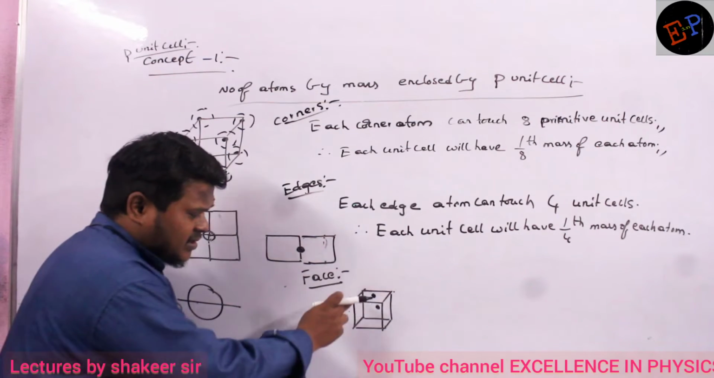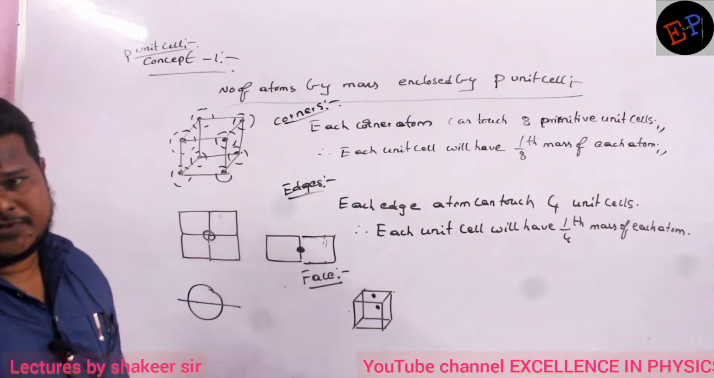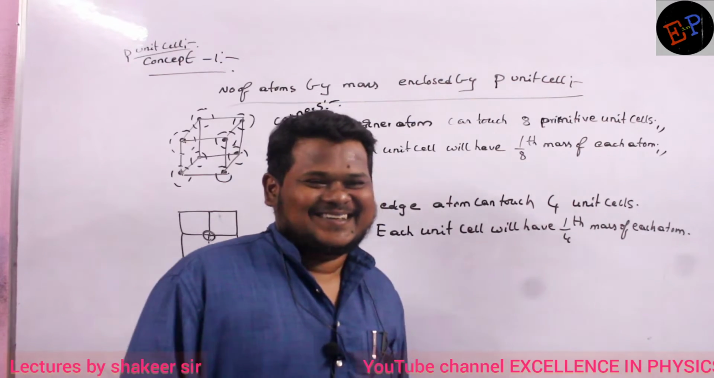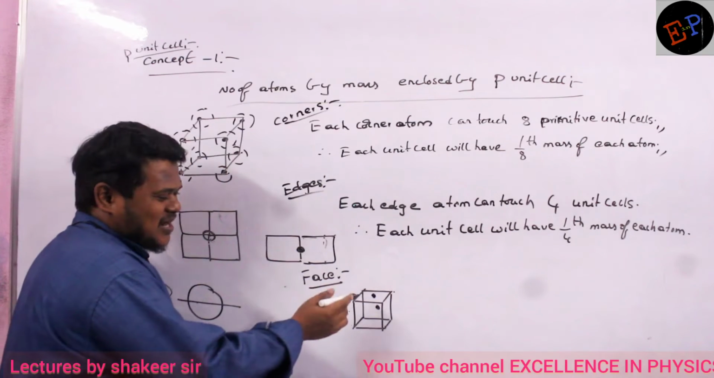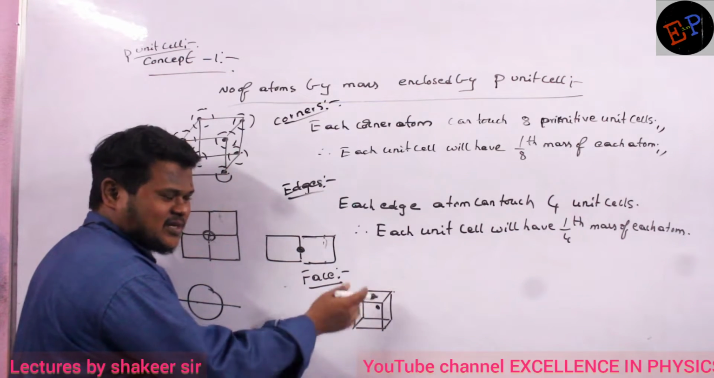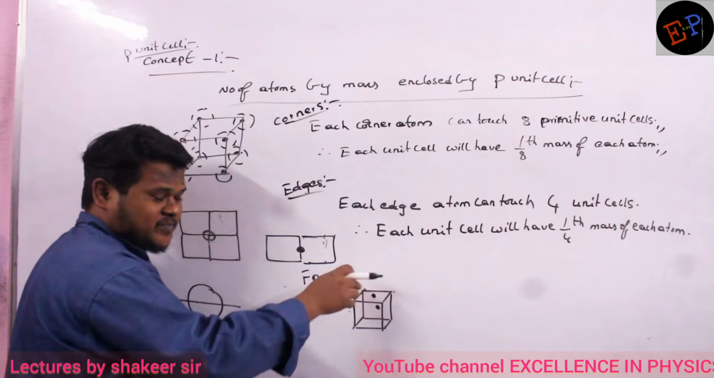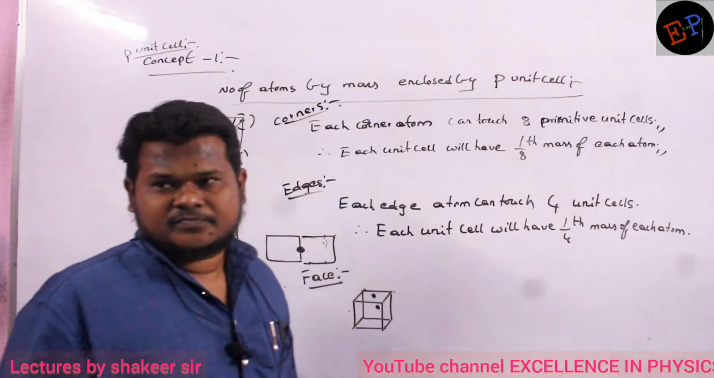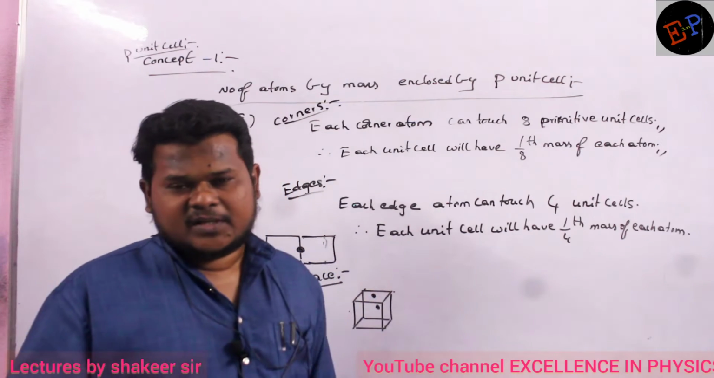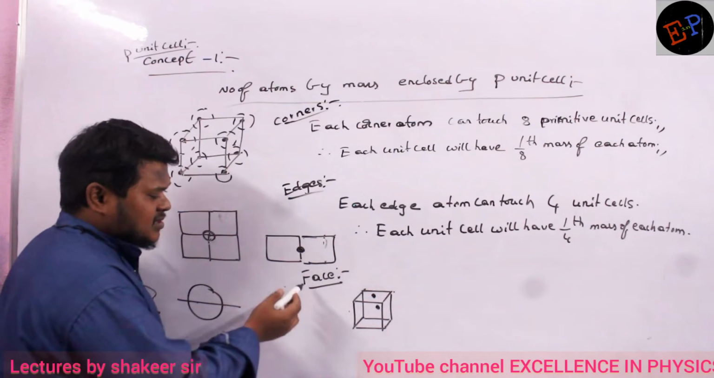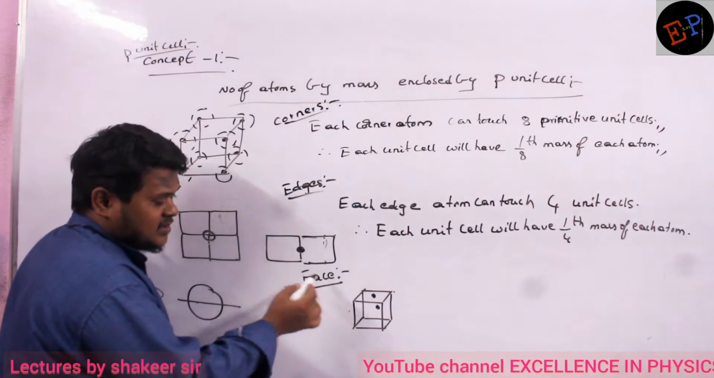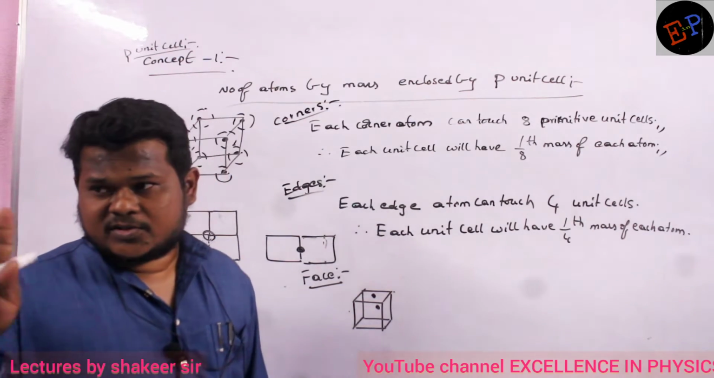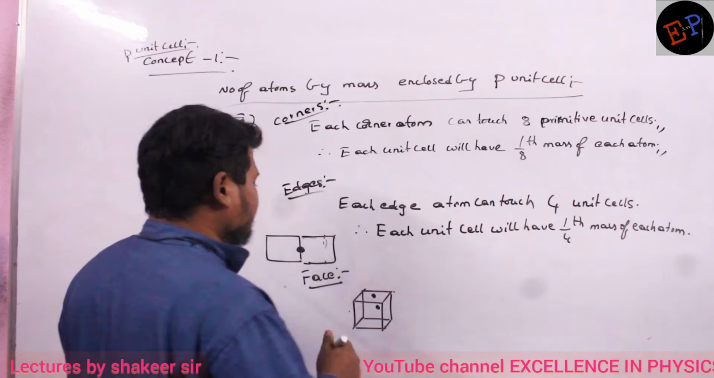Then this atom can touch how many unit cells? 2. Only 2 unit cells. Are you able to understand, no? So, half of the atom is present in this unit cell. Suppose you place one more cell on that unit cell, it will be completely surrounded, no? So, when atom is present at the face, then this atom can touch only 2 unit cells.